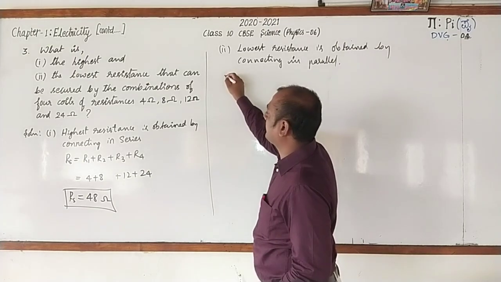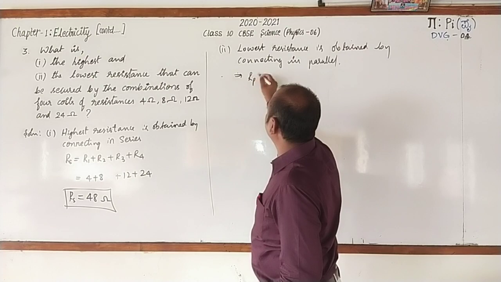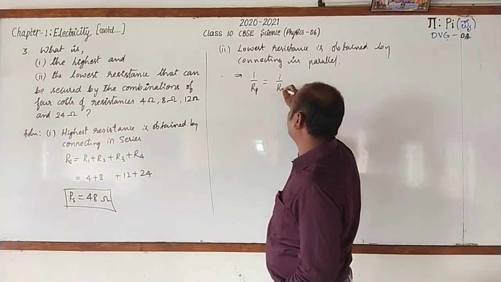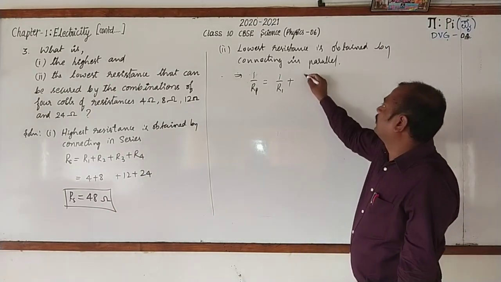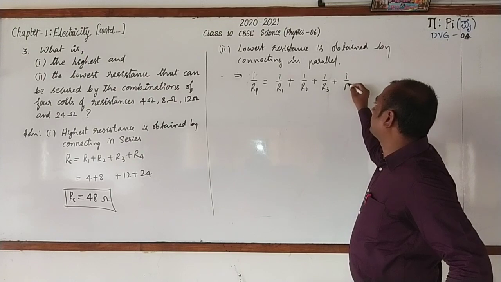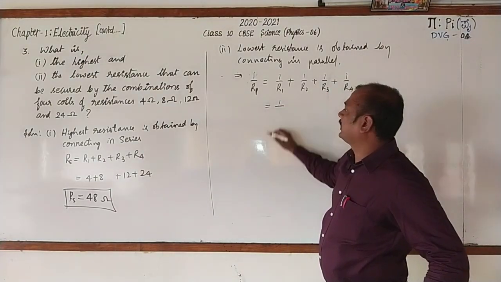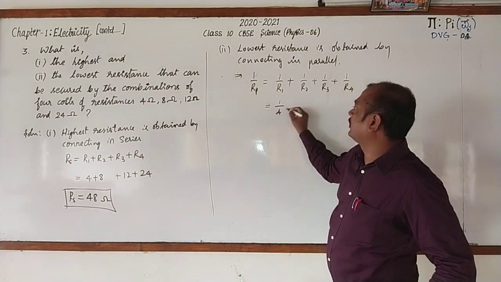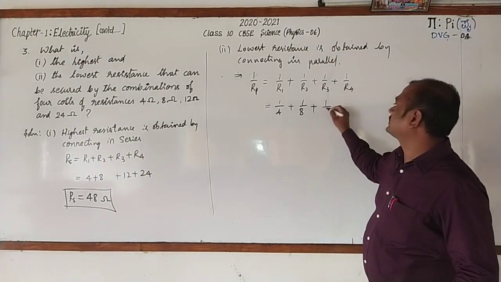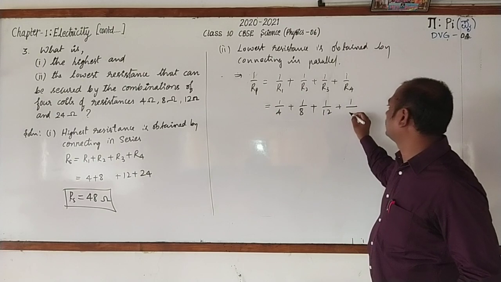Again, here also, I write Rp. Reciprocal of Rp is equal to 1 by R1 plus 1 by R2 plus 1 by R3 plus 1 by R4, because 4 resistors are there. It is equal to 1 by, what is R1? It is 4. 1 by R2, it is 8. 1 by R3, it is 12. 1 by R4, where R4 is 24.